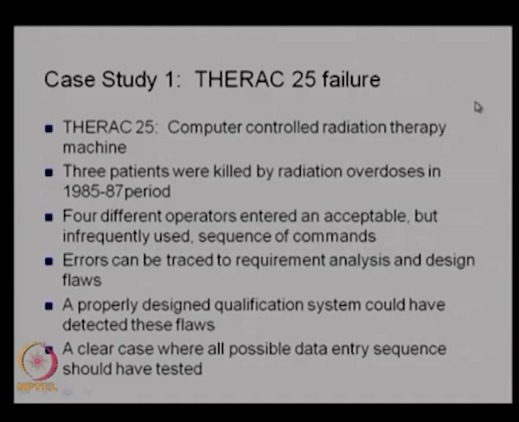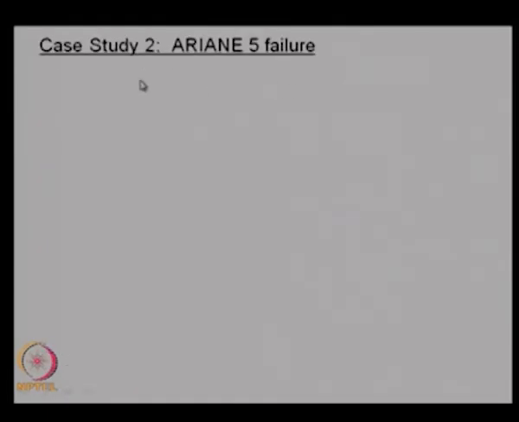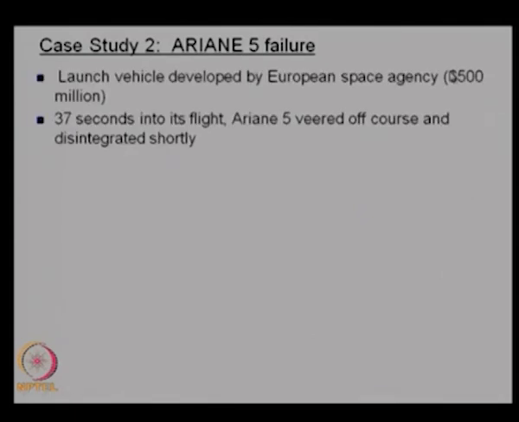There is another one, again from industrial accidents or failures, the Ariane 5 failure. We discussed this in one of the lectures. Ariane 5 was the launch vehicle developed by the European Space Agency, costing around $500 million US, and 37 seconds into its flight, Ariane 5 veered off course and disintegrated shortly.